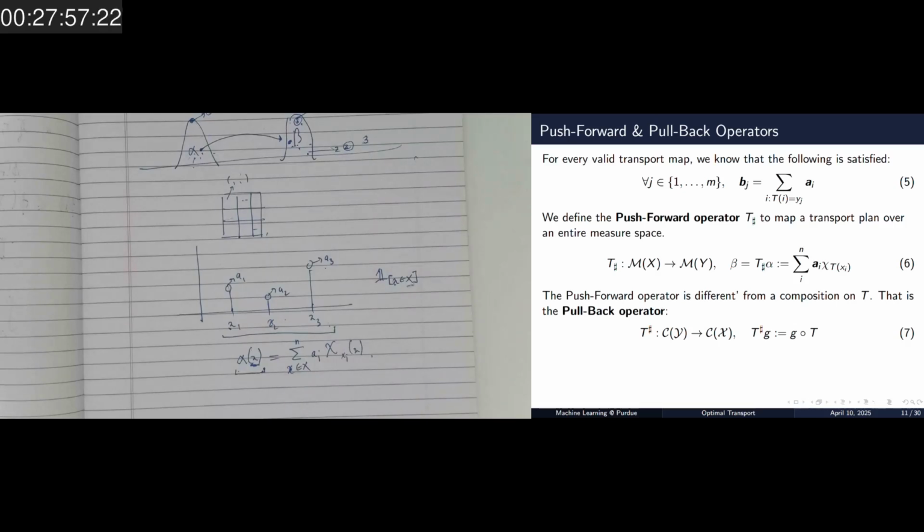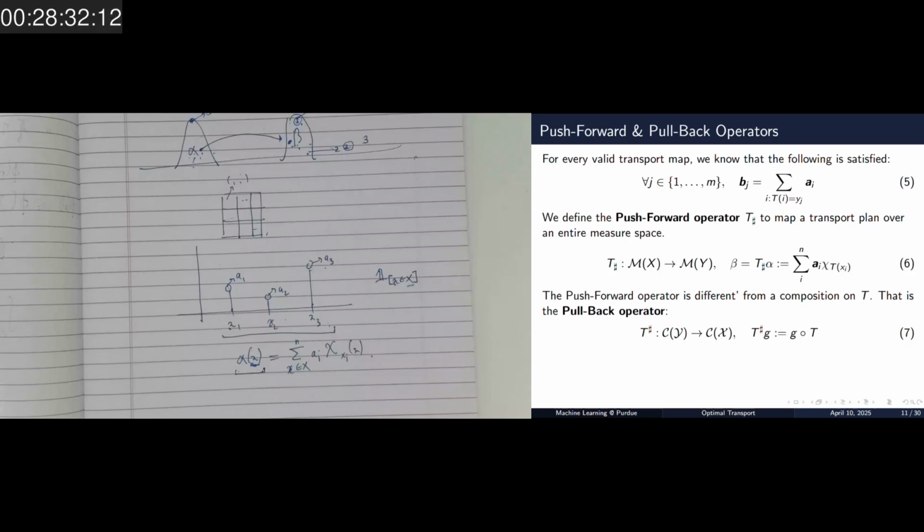And the pullback operator is an operation on the masses rather than an operation on the measure space, where you have a set of continuous functions. Let me see, T raised to the power sharp, I don't know what that is called, but I'll just call it T pullback, from the continuous space of y to the continuous space of x, just mapped as a composition of some function g.